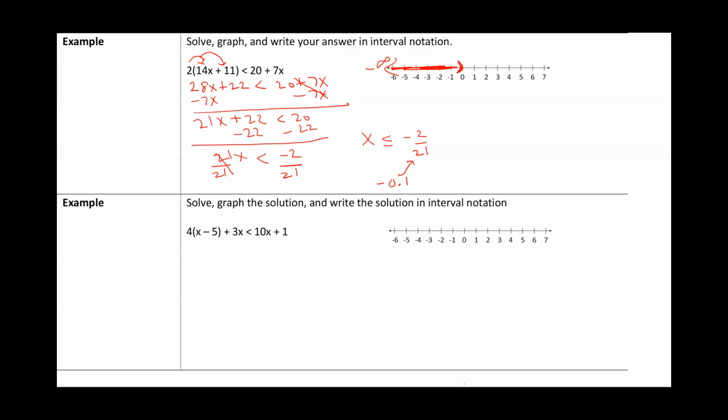And my solution set is going to be negative infinity, comma, negative 2 over 21. And in this case, because I have a less than, I do not include negative 2 over 21, and I will use a parentheses for negative 2 over 21. Okay, the next example we will do in class.